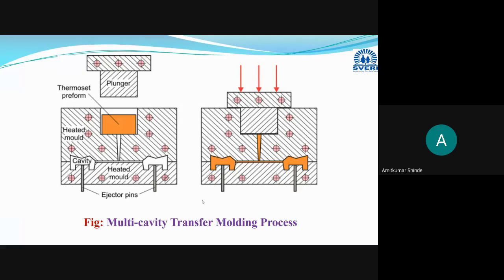The chips we are using in our computers, those chips are manufactured with the help of this multi cavity transfer molding process only. So this is the basic concept of the transfer molding process. Now we will move towards some advantages, disadvantages and applications of this process.